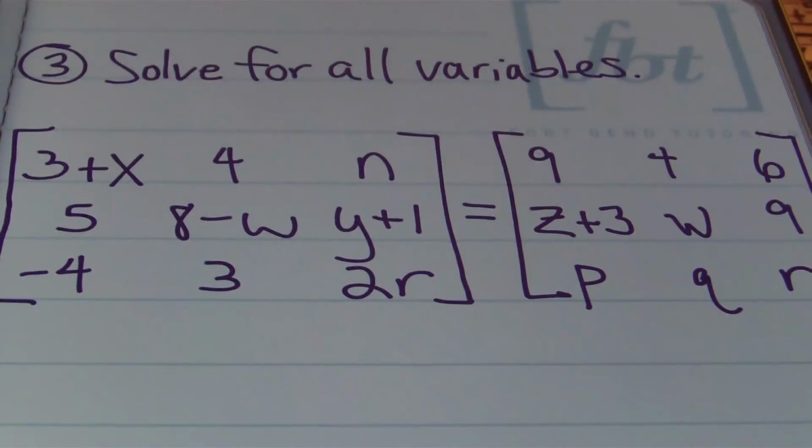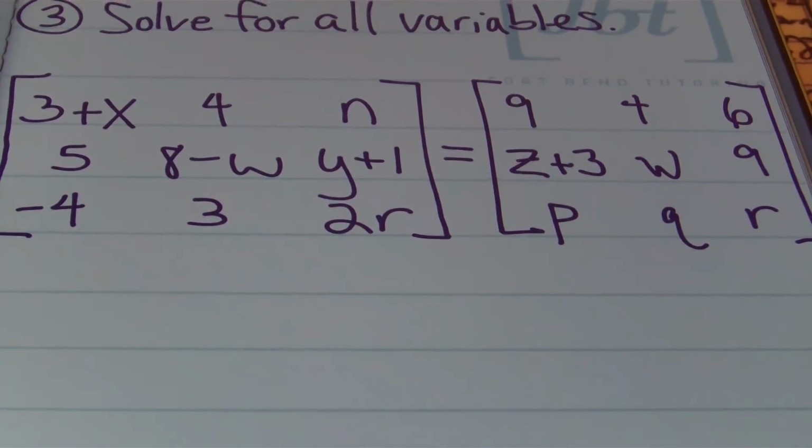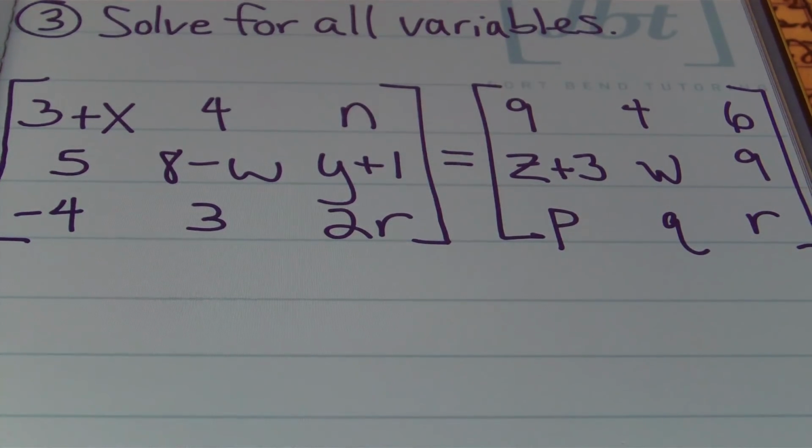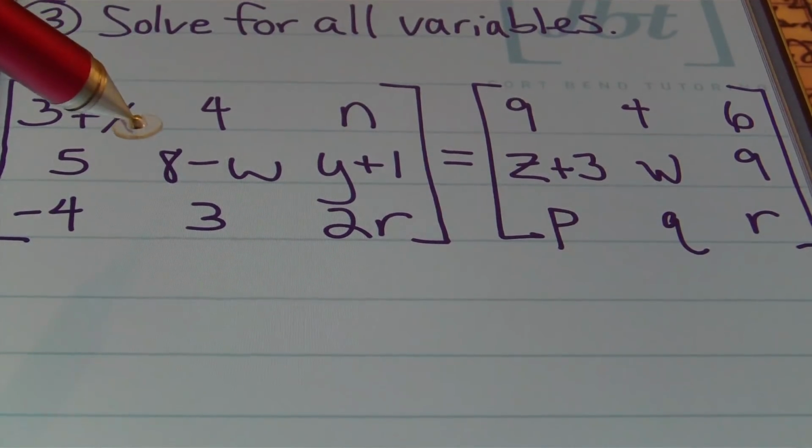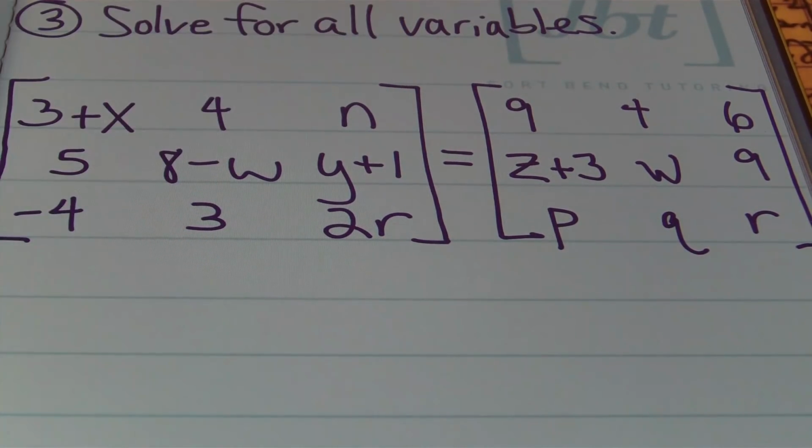Here we go. Look at this nonsense here. I can't even get it all in the screen. Problem number 3 says solve for all variables. And we have quite a few, don't we? But the first thing we need to verify is whether or not we have equal matrices. We need to see if this matrix can be set equal to that matrix based on the fact that their dimensions are the same. They have to have the exact same dimensions.